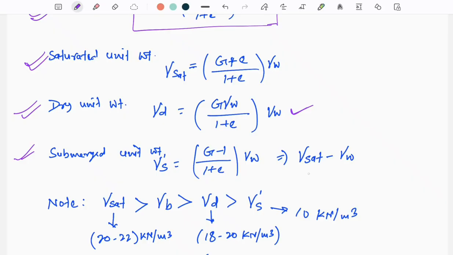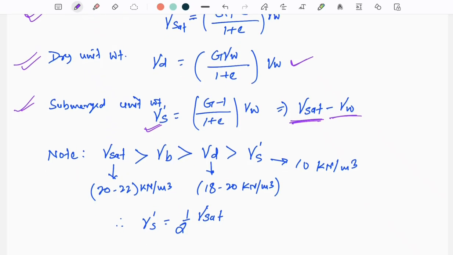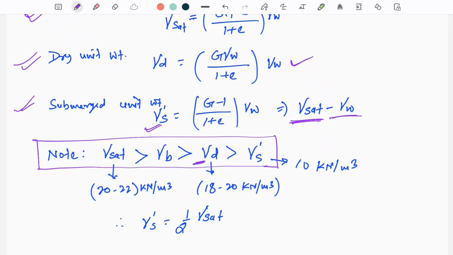Submerged unit weight, you know, is obtained when you subtract the unit weight of water from the saturated unit weight. Submerged unit weight is denoted by gamma dash. So this is (G minus 1) divided by (1 plus e) into gamma w. Here one note: which density is greater, there is a descending order of these densities. Gamma saturated is always greater than gamma bulk. Gamma bulk is greater than gamma dry, and gamma dry is greater than gamma submerged. Means saturated unit weight is always higher than the bulk, dry and submerged unit weight.